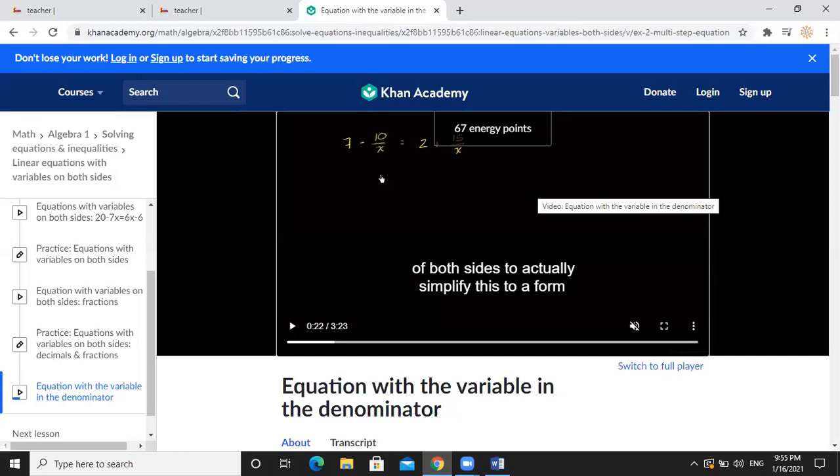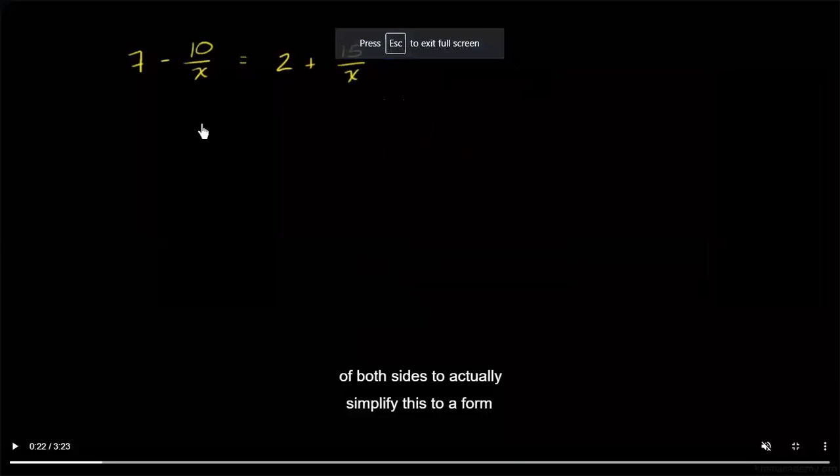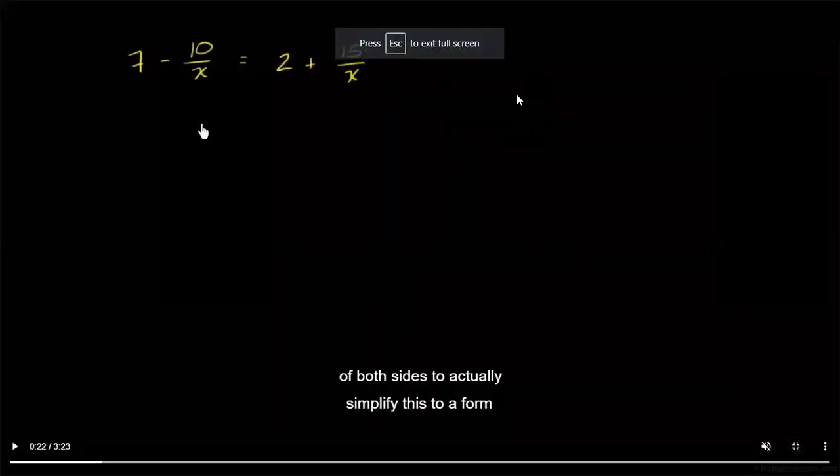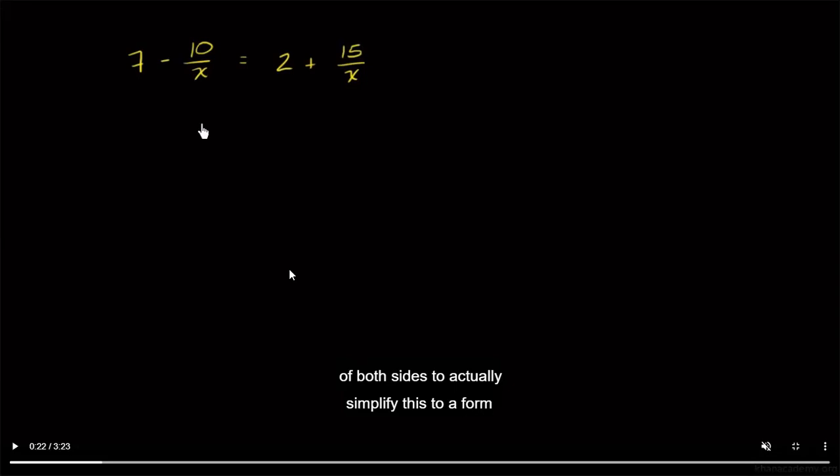I don't know. 7 minus 10 over x equal 2 plus 15 over x. How can we solve this question, grade 8? In case we have this question and we want to solve it, how are we going to solve this question? 7 minus 10 over x equal 2 plus 15 over x. How can we solve it?